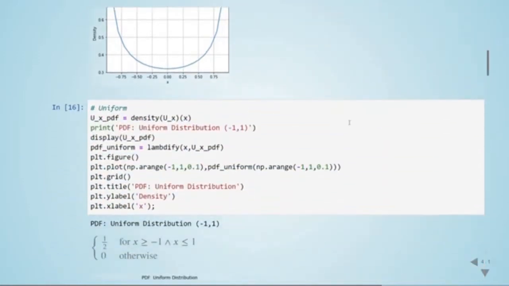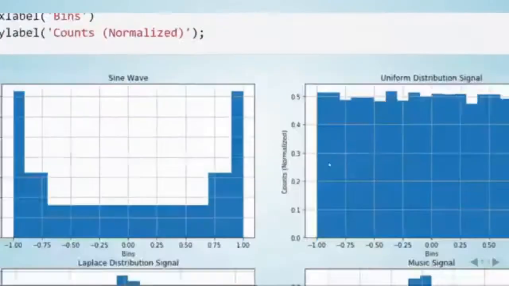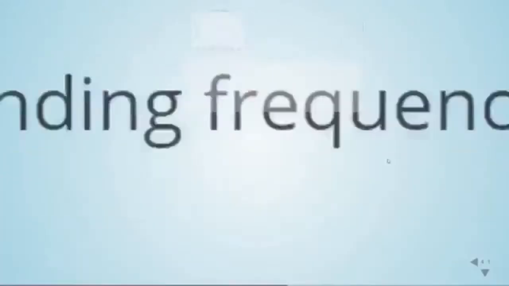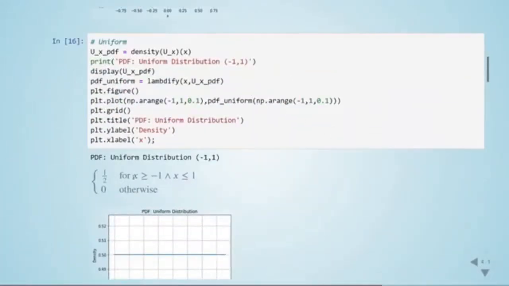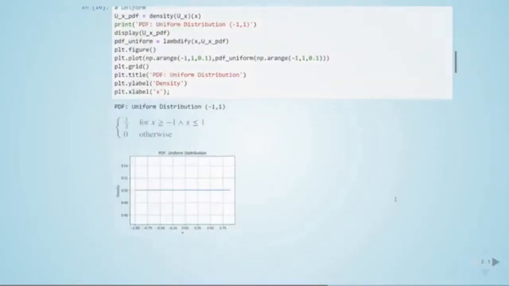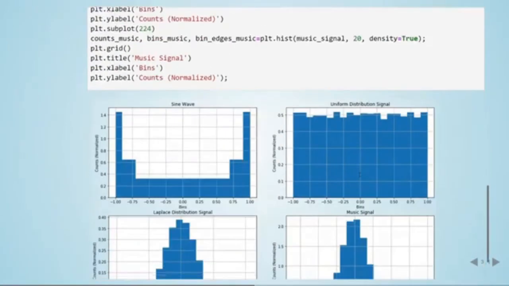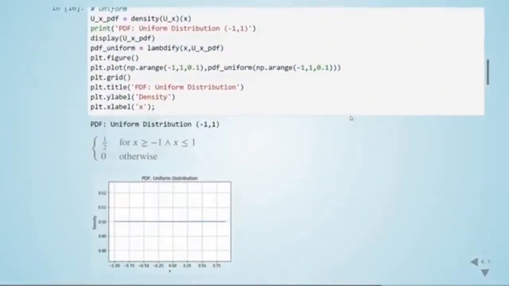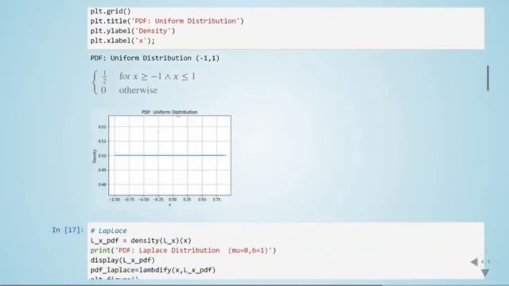So for the uniform distribution, we defined it here, and now using this density we get this PDF. So it's a uniform distribution from -1 to 1. We have 0.5, and this is what we have also here. If we look at this histogram of a uniform distribution, we have this value of 0.5 here, and this is how the PDF of a uniform distribution looks.